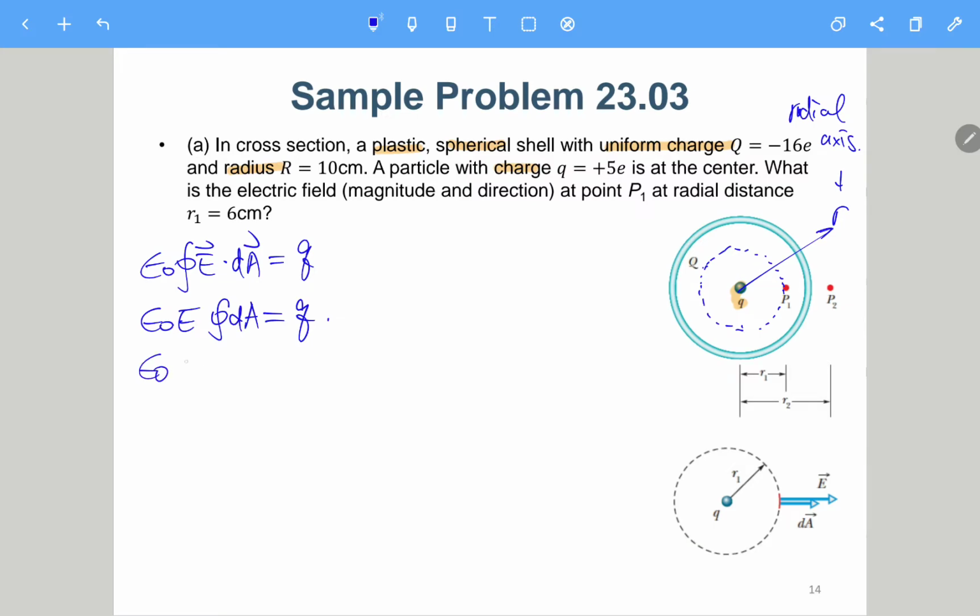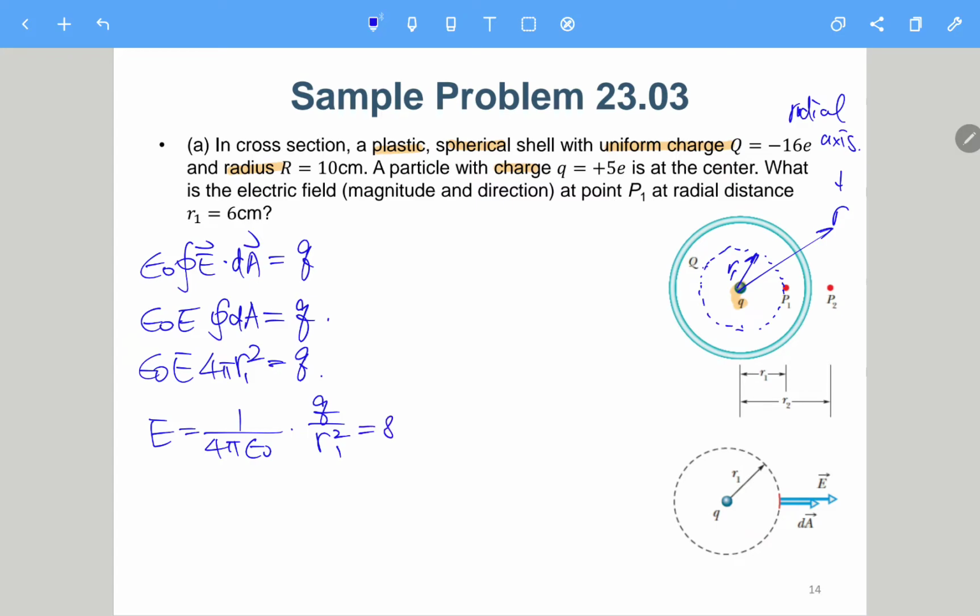So similarly, we have E times 4 pi R square, R1 square, this one is R1, and then R1 square equals to Q. So at point P1, E should be Q over 4 pi epsilon naught, and then Q over R1 square.